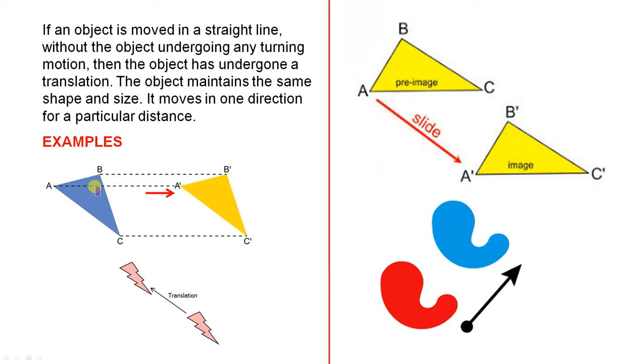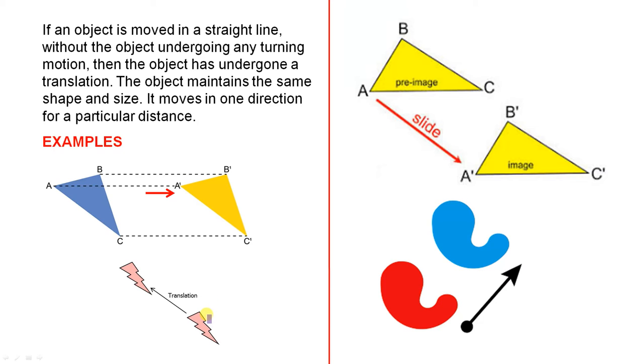So if we take this triangle here in these examples, the triangle ABC, it moves in a straight line, and here we have the image. So it moves in a straight line for a particular distance, and the shape and size is still the same. Here we have another example.